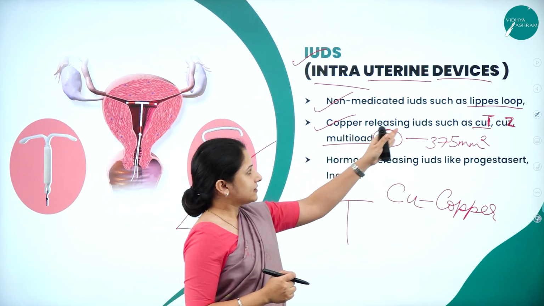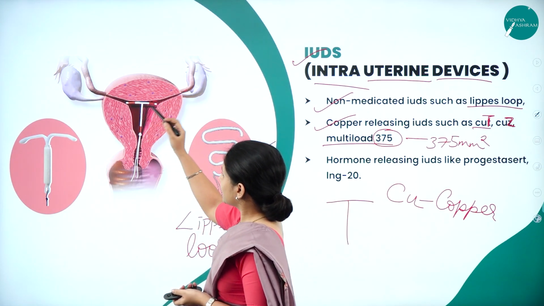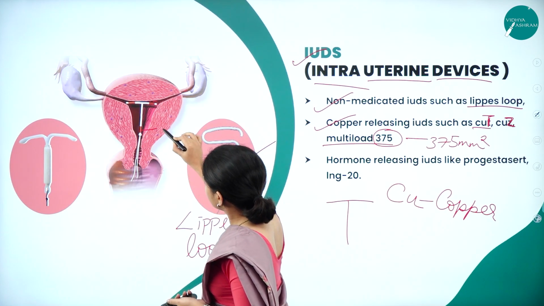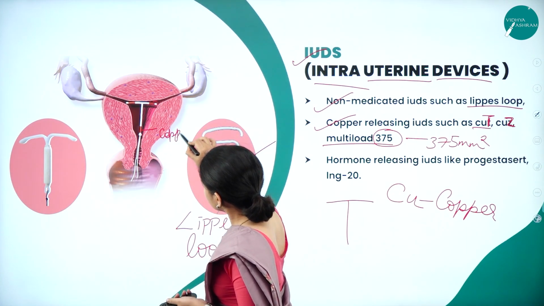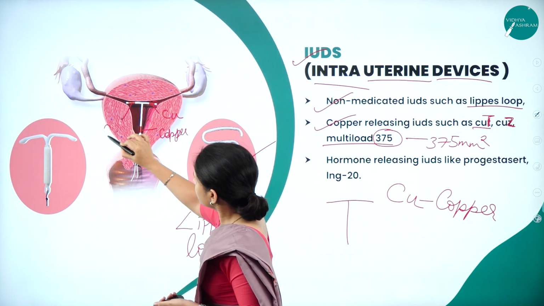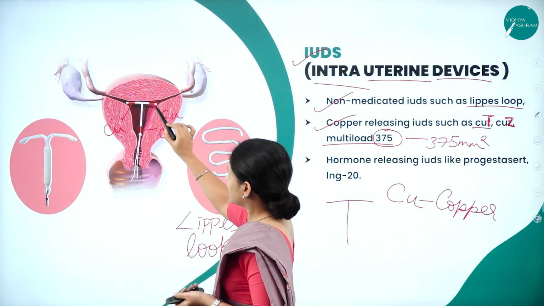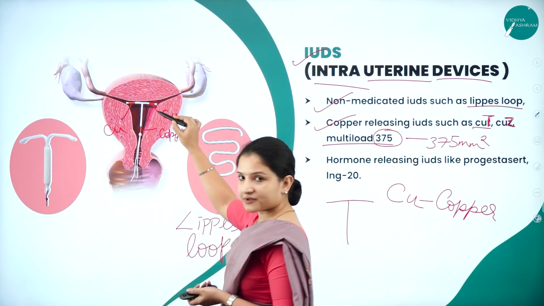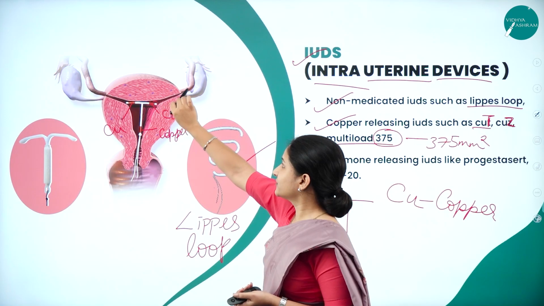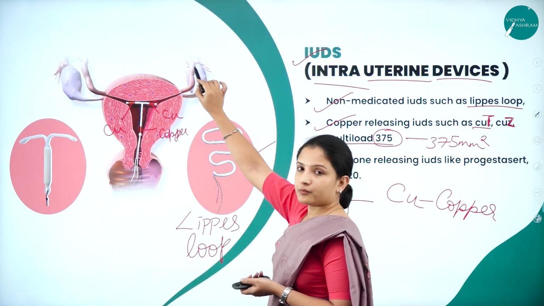So in copper releasing IUDs, you have copper T. This is the best example. Can you see here? Here there is copper, here also you have copper, and even here there is copper, and it is T-shaped. Once it is inserted, there are gaps wherein the sperm can pass and reach the ovum or the egg.